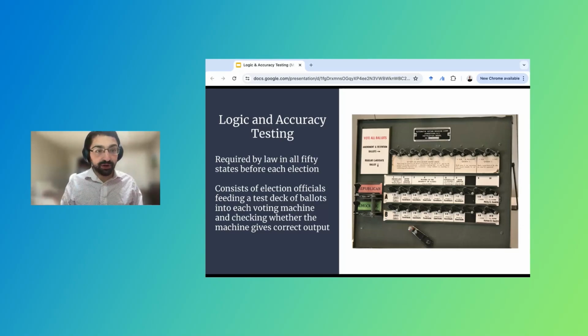The procedure is very simple. It consists of election officials filling out some different ballots in some different ways, feeding them into each voting machine, and then clicking print, and then checking to see if the machine outputs the correct totals for each of the candidates from the ballots. And this procedure has been around for over a century. It dates back to the mechanical lever machines, like I've shown here, from the post-industrial revolution. And LNA testing was originally designed to ensure that the gears in those mechanical machines advance properly.